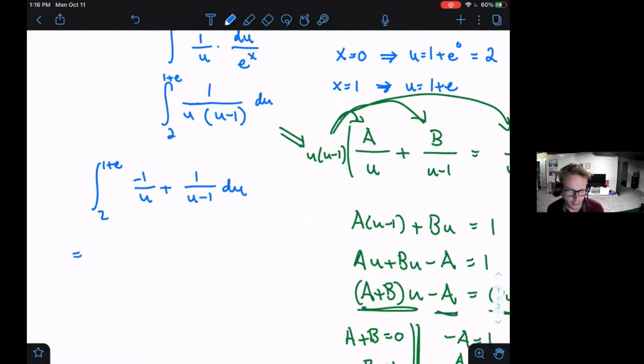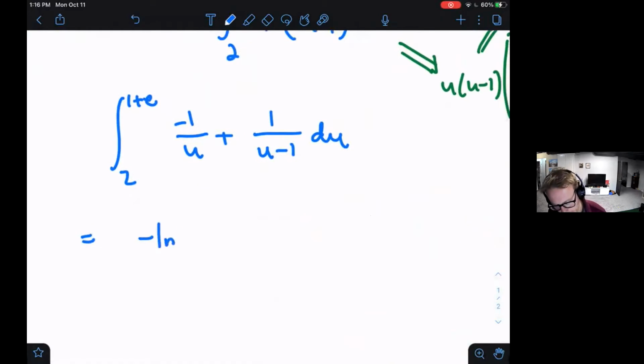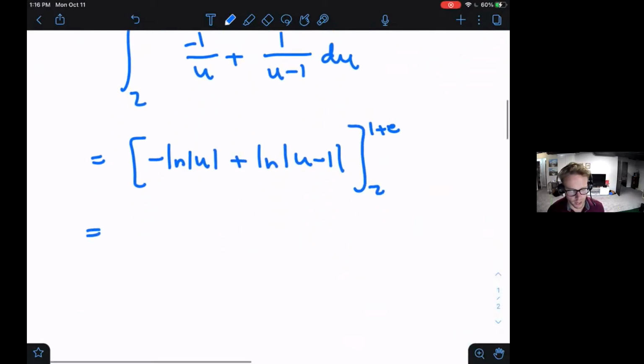Now we can go ahead and integrate this. So when I integrate, we're going to get negative the natural log of the absolute value of u plus the natural log of the absolute value of u minus 1. And we need to evaluate this from 2 to 1 plus e. And remember, those are u values. We plug them in for u. So let's go ahead and do that.